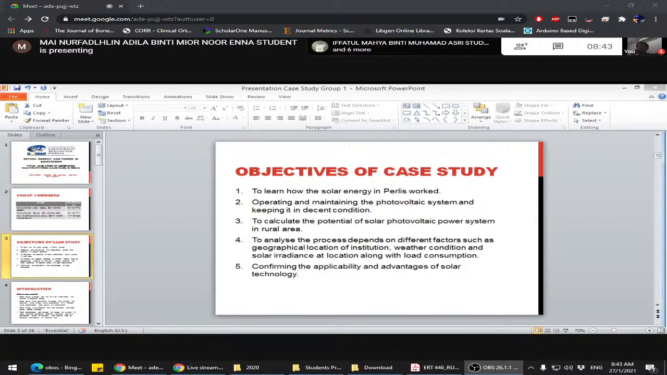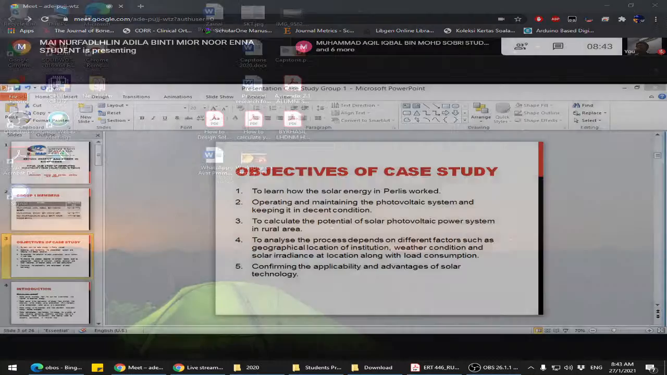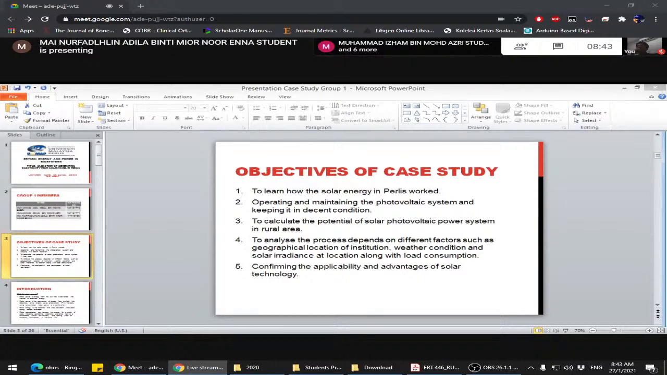The police weather condition on the surrounding and solar irradiance location along with load consumption. And the last one is confirming the applicability and advantages of solar technology.